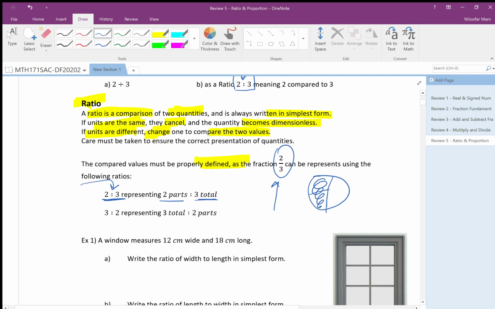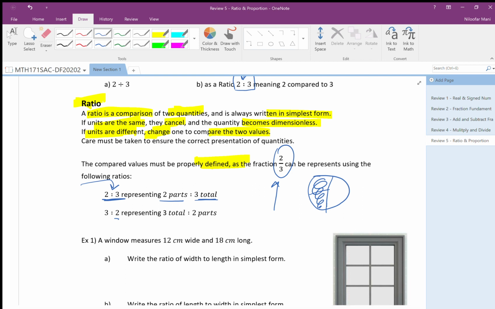When I say fraction, I know it's part over total because it's the definition of fraction. When I say ratio, however, I have to define what is the first one, what is the second one. Here you see 2 to 3. Here you see 3 to 2. But they both are the same because 3 is total, 2 is part. In this case, I have to say.